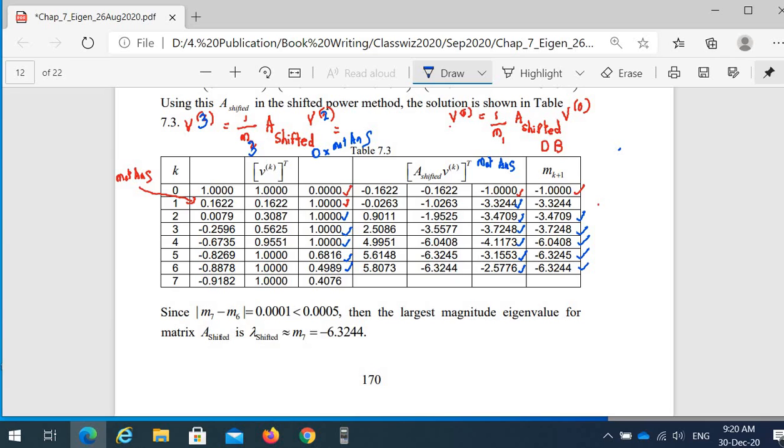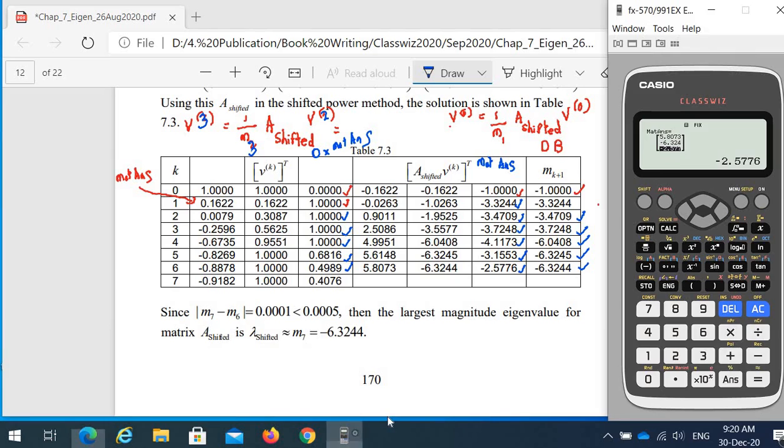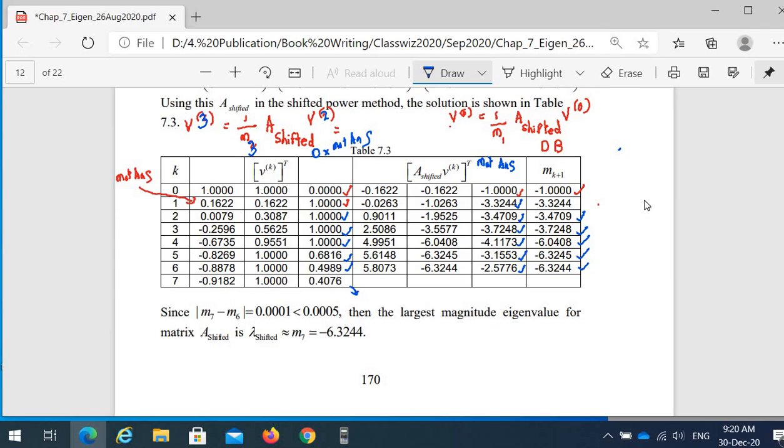Okay, when you get M7, you have to find V7. So V7 takes your max answer, this value, divide here. So divide negative 6.3244. So you get negative 0.9182, 81, 0.4076. This will be your V7.